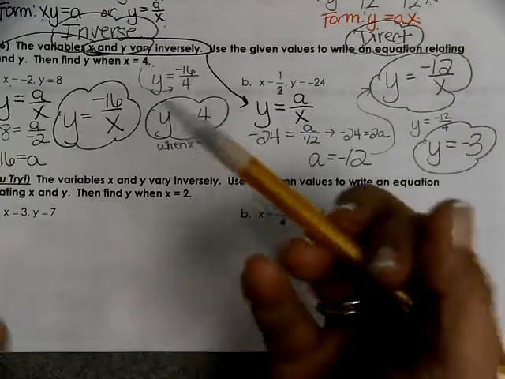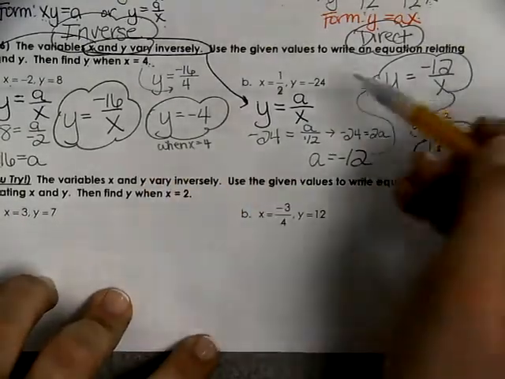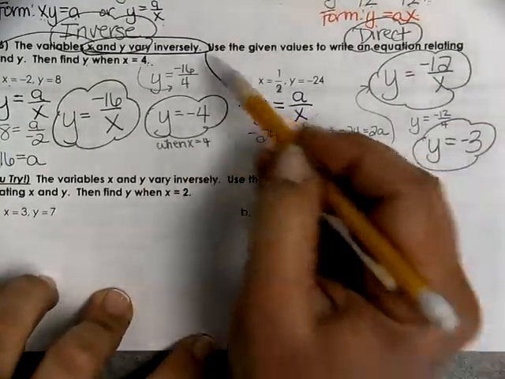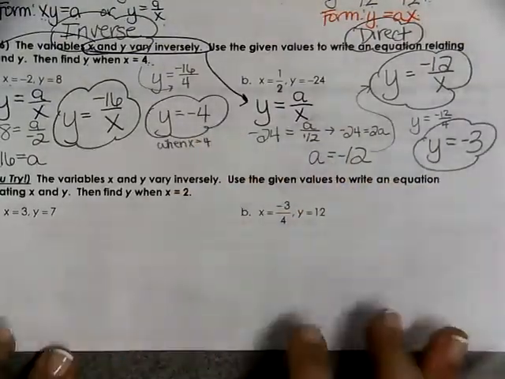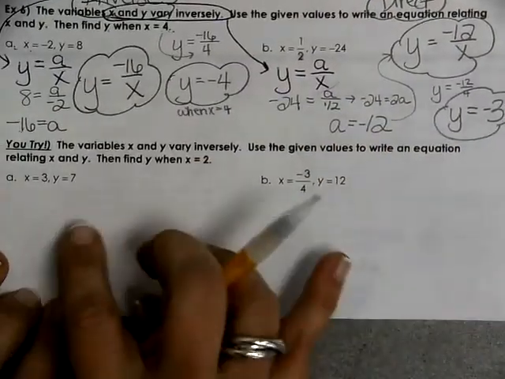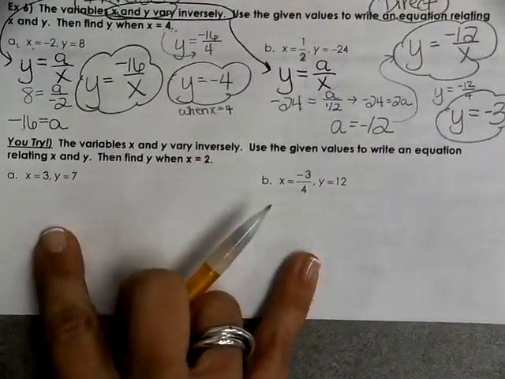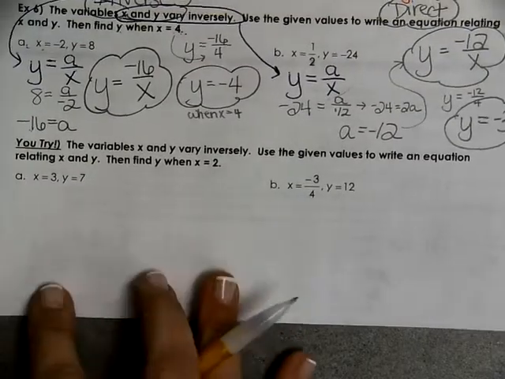And so that's what we can do for inverse variation. It's just like what we did on the front with the direct, except we use a different base equation because it varies not directly, but inversely. So take a second and see if you can try these next two U-try problems. I'll pause.